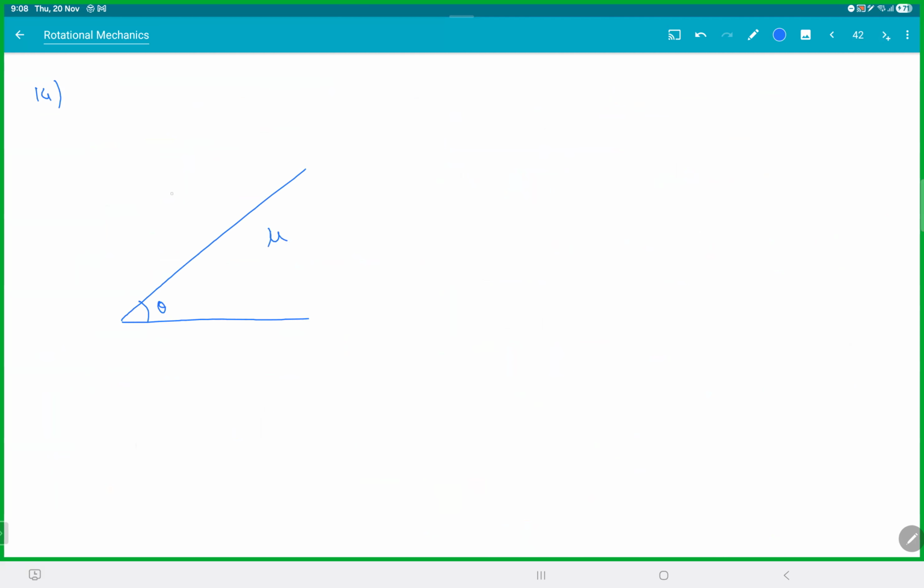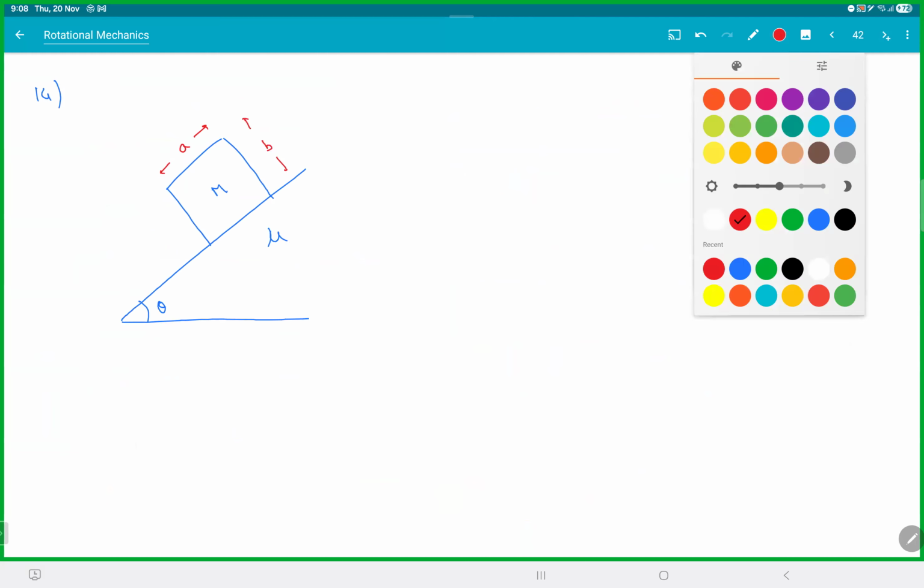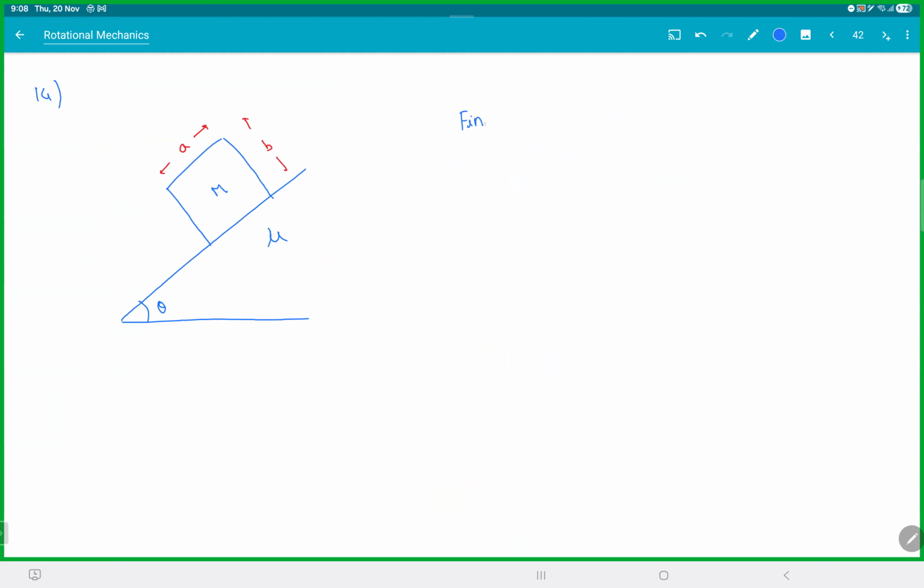Let's say we have this and we have a block. This is A and this is B. Find the condition if the block slides but does not topple. So I want the block to slide. I don't want the block to become like this. I don't want the block to start rolling. So the condition will come in terms of A, B, mu, and theta.